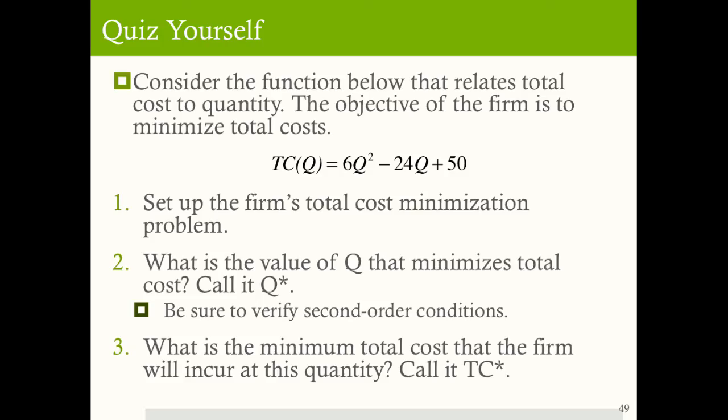Quiz yourself. Consider the function below that relates total cost to quantity. The objective of the firm is to minimize total costs. Total cost is 6q squared minus 24q plus 50. Here are 3 similar questions that we just asked using different functions. Pause the video and try to answer these questions on your own.